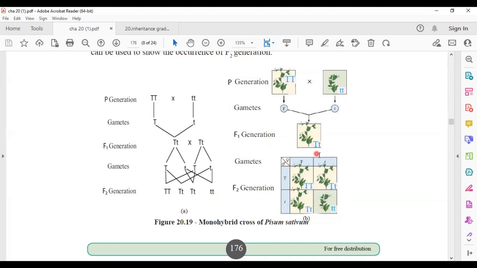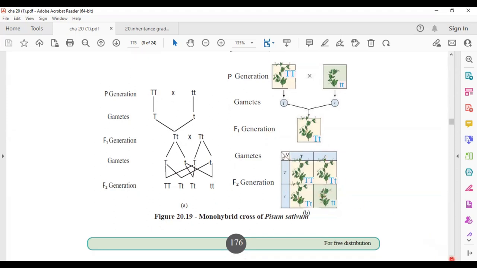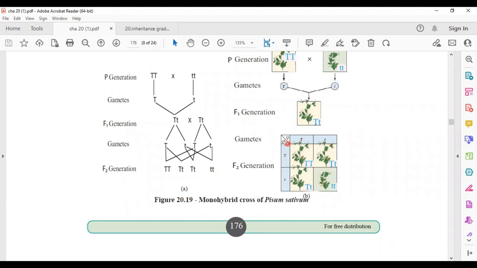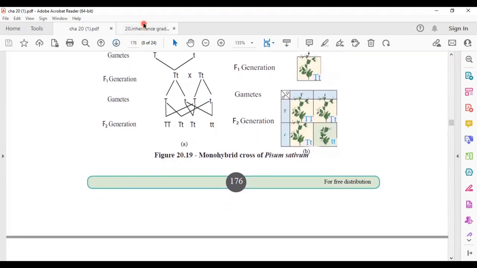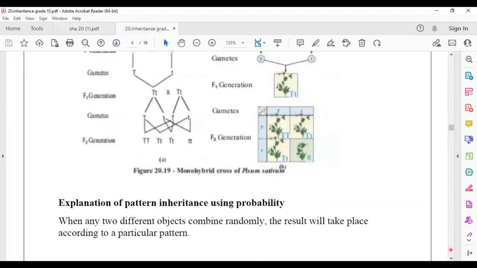From a Punnett diagram also, we can represent it like that. No need to draw the other diagram in the exam. You have to draw only this diagram and show the gametes separately in each box. And you have to combine them together: capital T, capital T; capital T, simple t; capital T, simple t; simple t, simple t. These are the four types of plants we can obtain in the F2 generation. The same result can be obtained by both methods. You can use any method that you're familiar with.